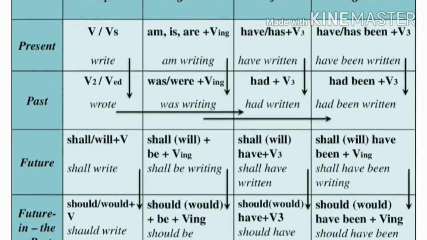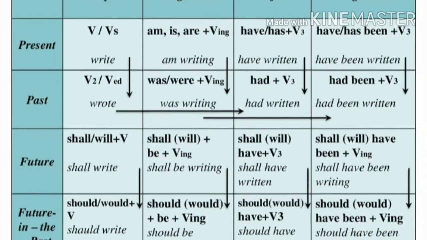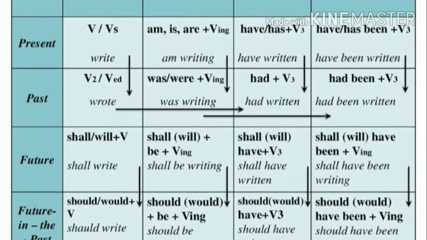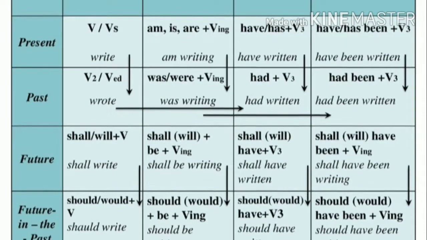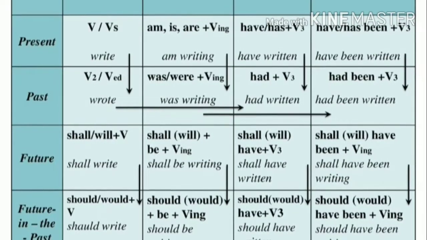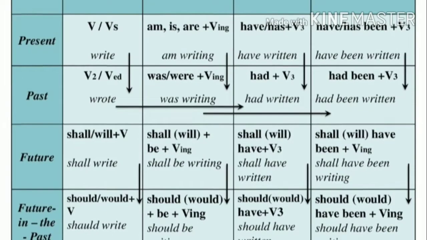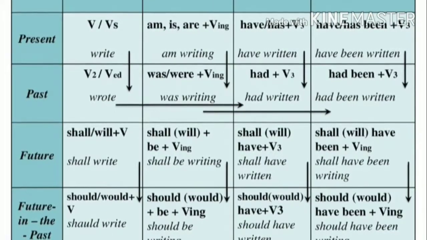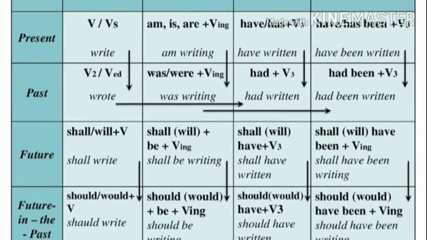Students, in your future tense, your simple future, see the structure: shall/will plus verb first form. The example is also given, shall write. So this simple future will change to future in the past. Your shall, this modal verb, will change to should, will change to would. Alright, and verb first form will remain the same. So shall write will become should write.